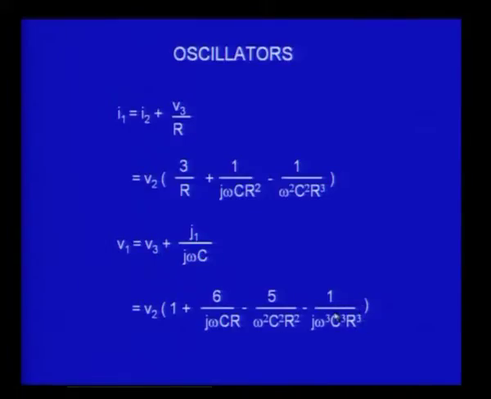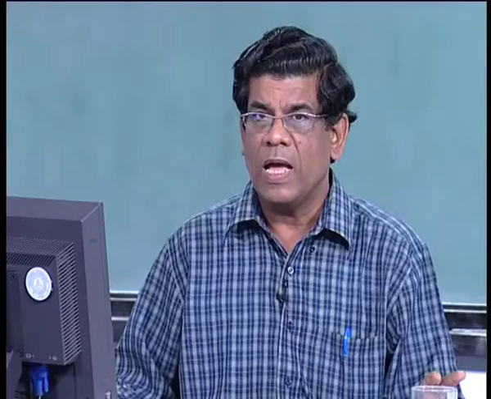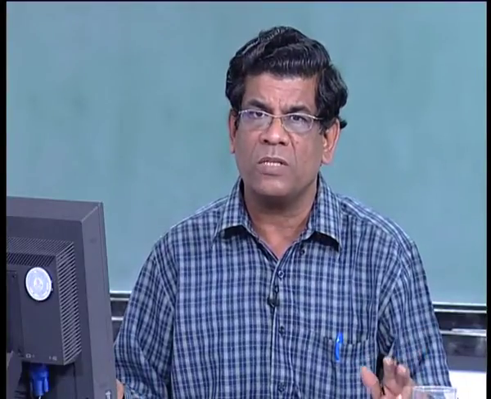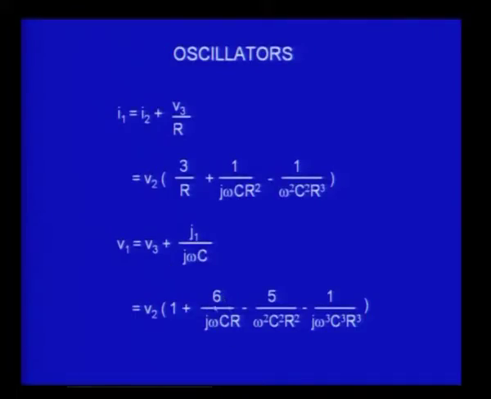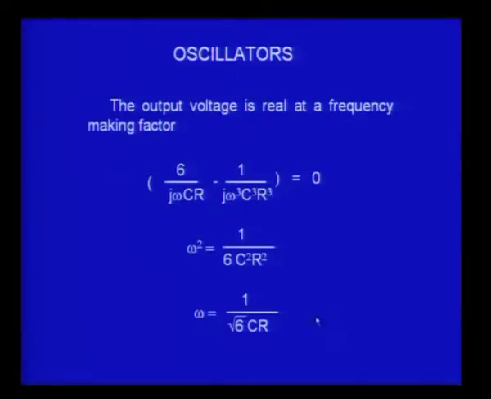Now what is the condition? The output voltage should be real, and therefore I should make sure the imaginary components in this expression become 0. The imaginary components are basically the second term 6 by j omega c R and 1 by j omega cube c cube R cube. These two terms together should become equal to 0. That is what I have written. 6 by j omega c R minus 1 by j omega cube c cube R cube should be equal to 0.